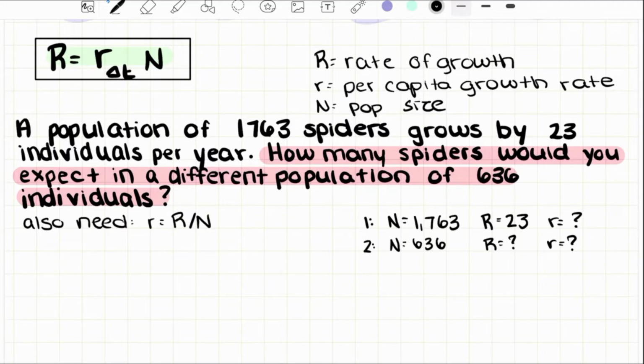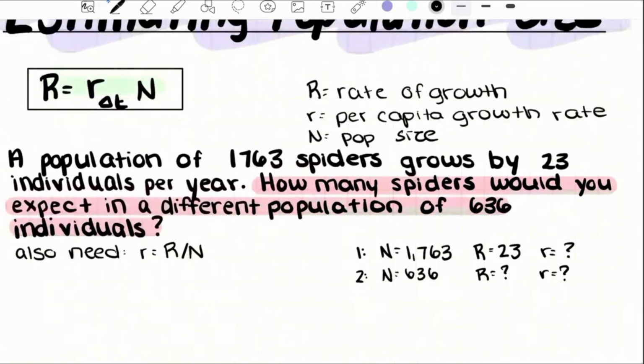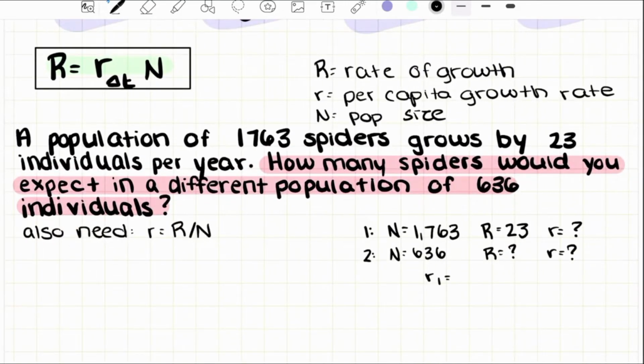But we do have a very important piece of information here. These are two populations of the same species. We'll assume that all else is constant. So they're going to have the same per capita growth rate. So if they have the same per capita growth rate, then we know that little r1 is equal to little r2. That's going to really help us now. We don't have enough variables in population 2 to do anything with it yet. So let's start with population 1 and get that per capita growth rate.